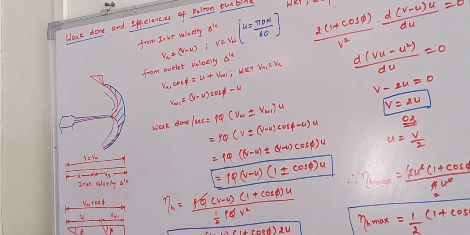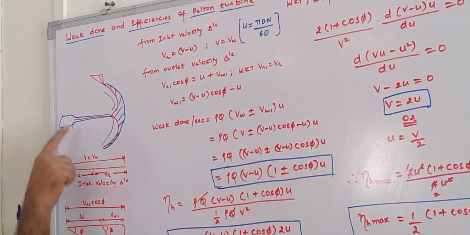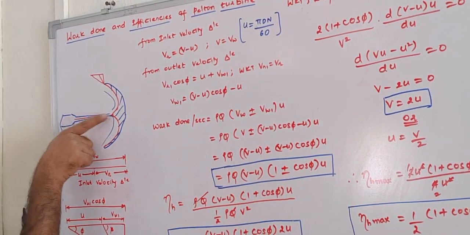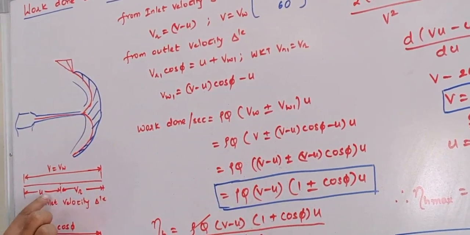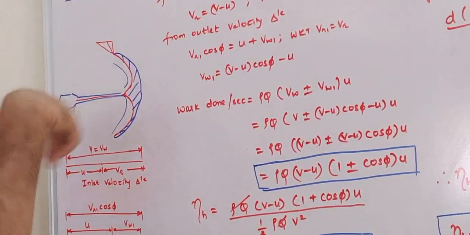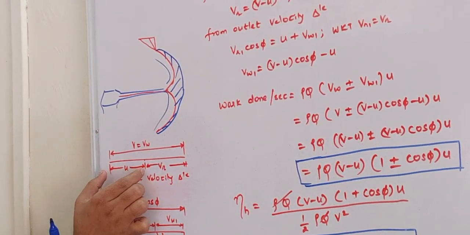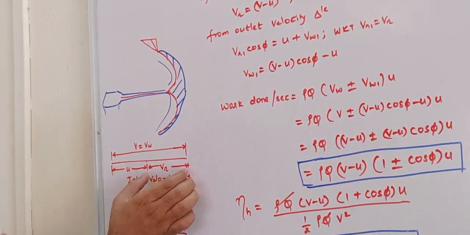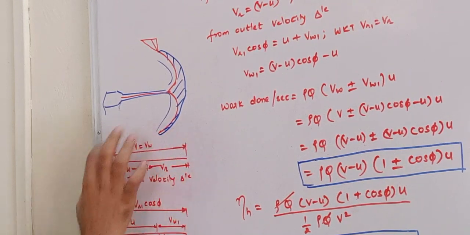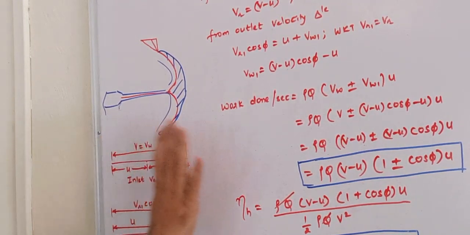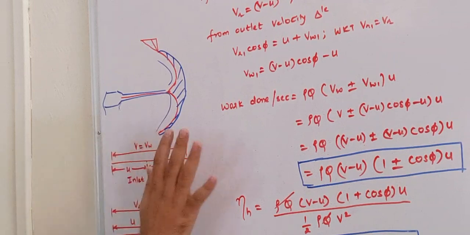Now here, as the jet is striking at the center, we will have a velocity V, and u is also unidirectional, so that's why u is written here. How do we write Vr? Vr will be written as V minus u. So this becomes our inlet velocity triangle, which is a simple line. I'll come back to this inlet velocity triangle later.